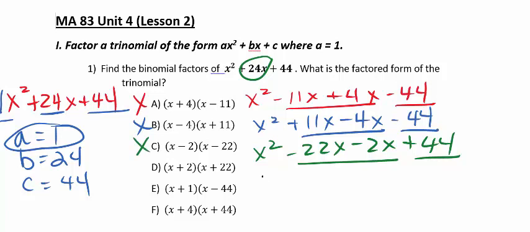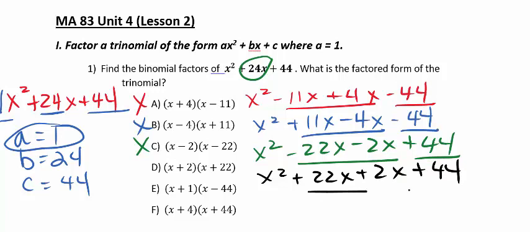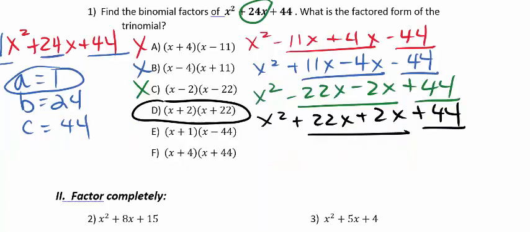When we FOIL out d, we get x squared plus 22x plus 2x plus 44. This time, when we add our middle terms together, 22x plus 2x, that does give us 24x, and then we have our plus 44. So d is our answer. That's the factored form of the trinomial x squared plus 24x plus 44.